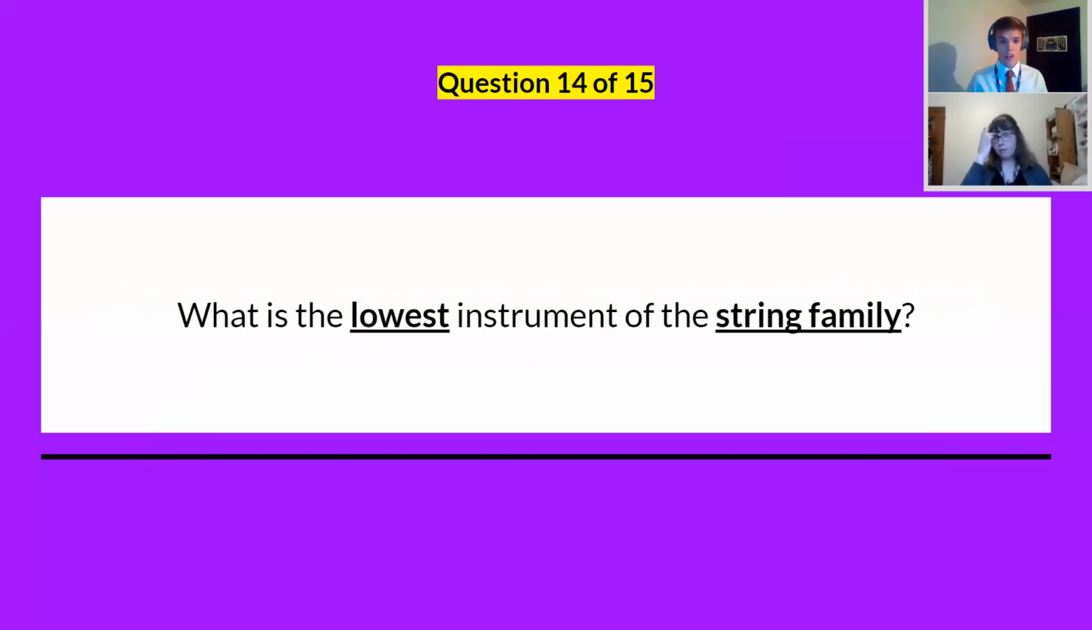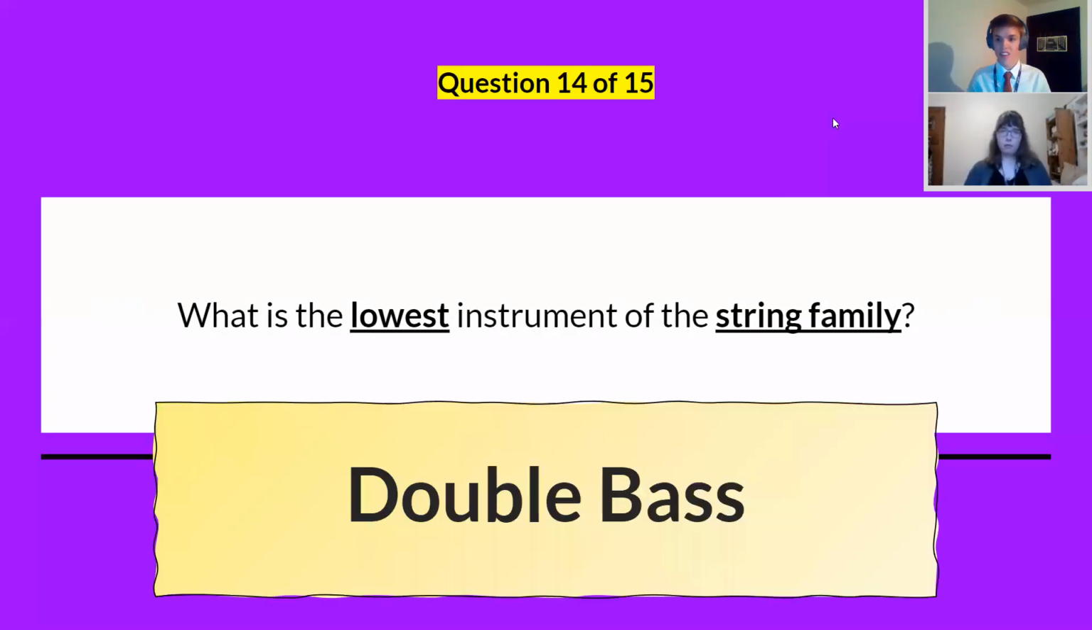So question number 14, what is the lowest instrument of the string family? It is the double bass. So called because it often doubles the bass line. So you might have put cello here, but don't be deceived. Double bass is lower than the cello.